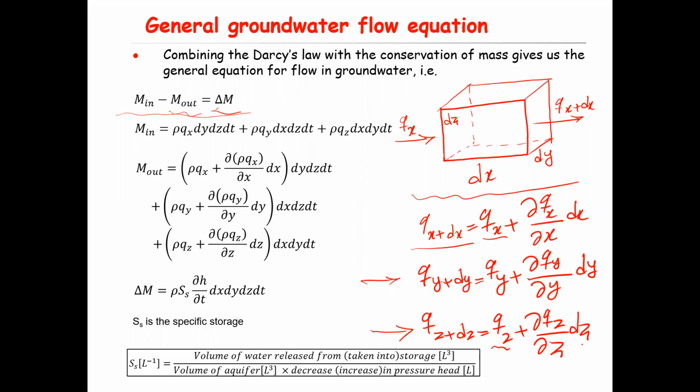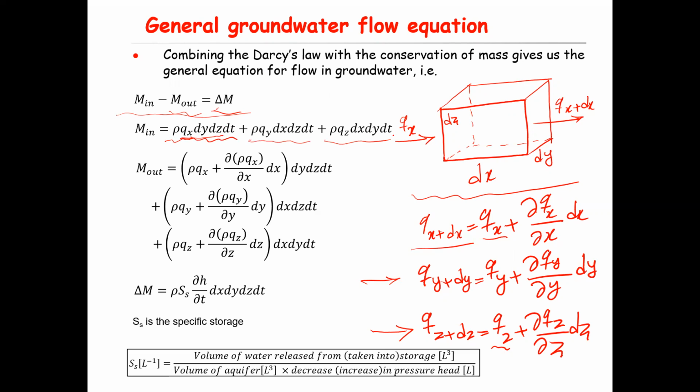In terms of the mass entering this control volume, you need to multiply this velocity, which has the unit of length per time, by the area to give the volumetric flux. Then you multiply that by density to get the mass flow rate, and then you multiply it by dt to get the mass. That is the mass entering this control volume from the x direction. You can do the same for the y direction and for the z direction, and that is the M in.